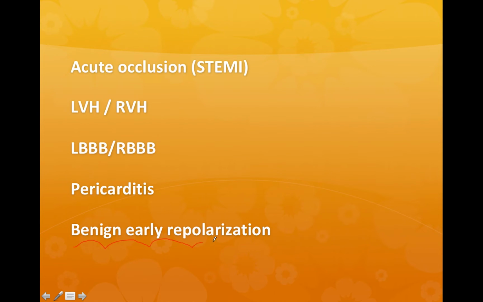We're going to talk about how to differentiate this in a later video. But this is actually a normal variant. And this can be seen in young individuals, even healthy individuals. And sometimes it can be quite difficult to differentiate the two. But there we have some causes of ST elevation. So it's not always an acute occlusion.